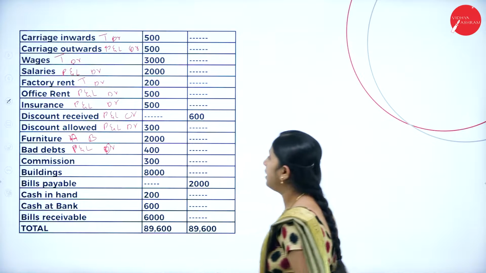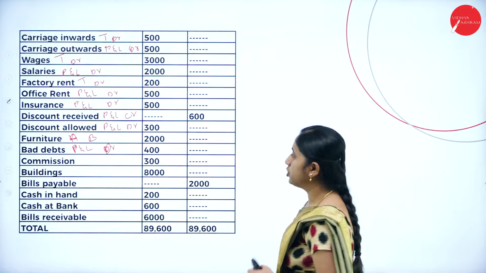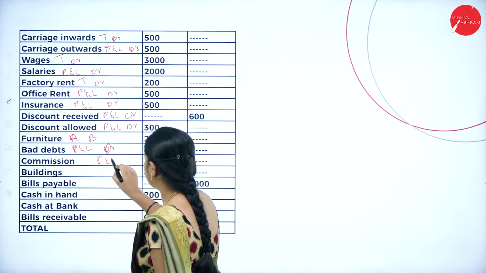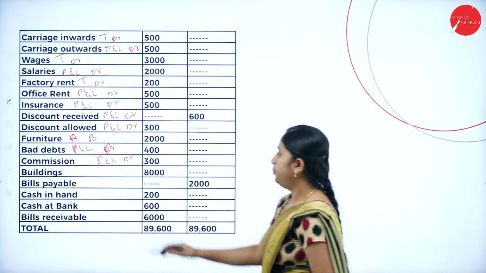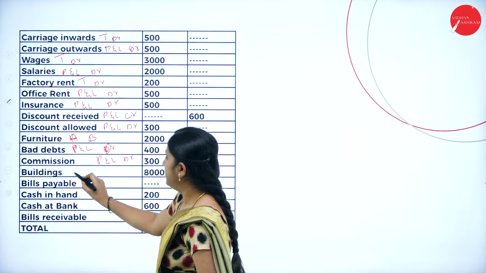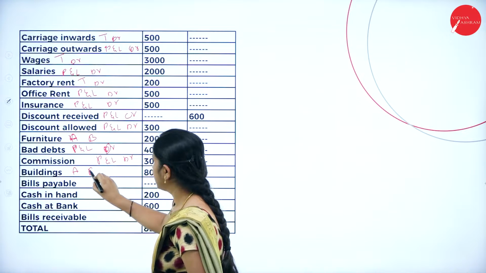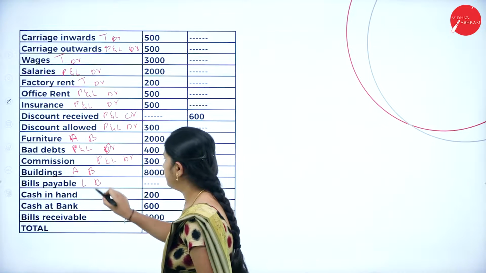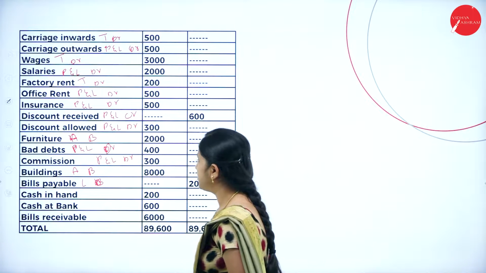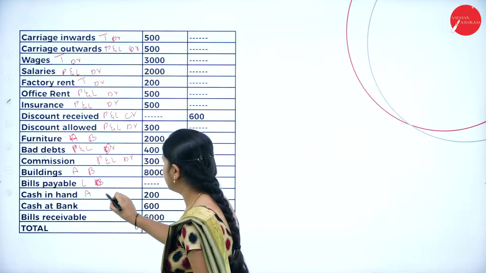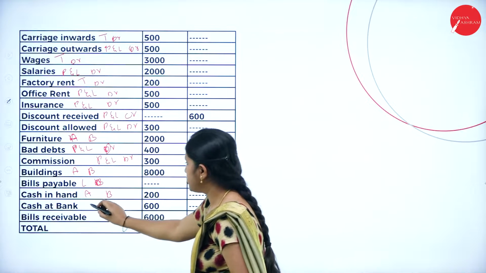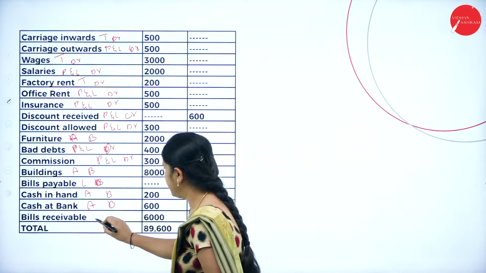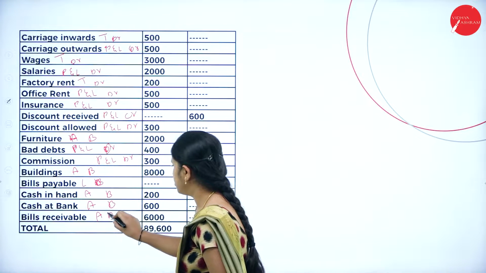Commission. Here commission is a debit balance, so commission paid. Profit and loss account, debit side. Building, asset, balance sheet. Bills payable, liability, balance sheet. Then cash in hand, assets, balance sheet. Cash at bank, assets, balance sheet. Bills receivable, asset, balance sheet.